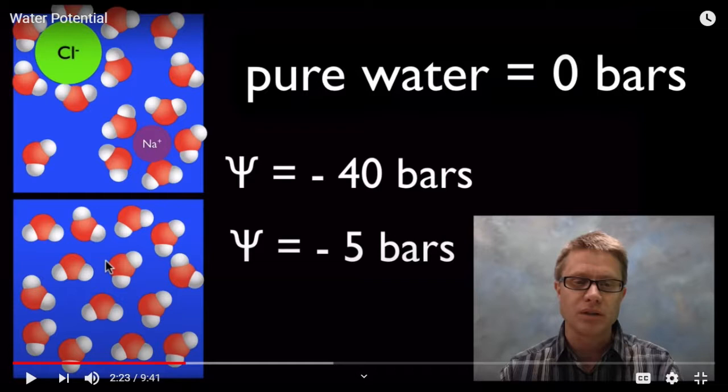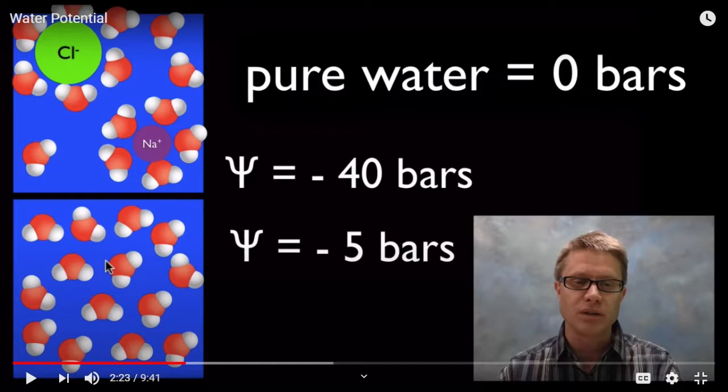So the pitchforks you're seeing there, that's the symbol psi, which means water potential. The one on the top, negative 40 bars, goes with the solution that has the solutes. Yes, exactly, Julia. So the one on the bottom goes with the water that doesn't have any solutes in it, at least not that we can see. So you have to kind of make your head work backwards here.